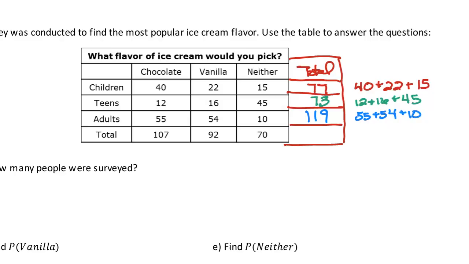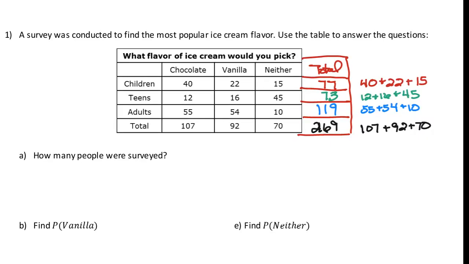And then the last one, 107 plus 92. That is what? 199 plus 70. What is that? 169? Check my math. Oh, yeah, 269. Thank you. Yes, 199, 269. All right.